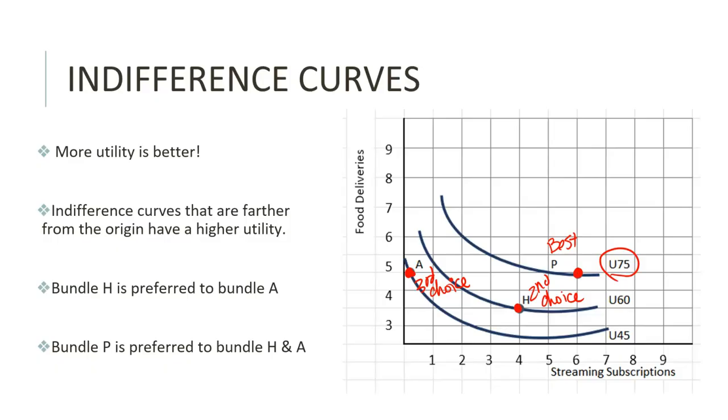The problem is we don't know if we can afford point P, so we need to know what the prices of these things are, and we also need to know what this consumer's income is to determine if they can get to that. So not only do we want to be at the best bundle with the highest utility, but we're going to try to figure out what the best affordable bundle is.